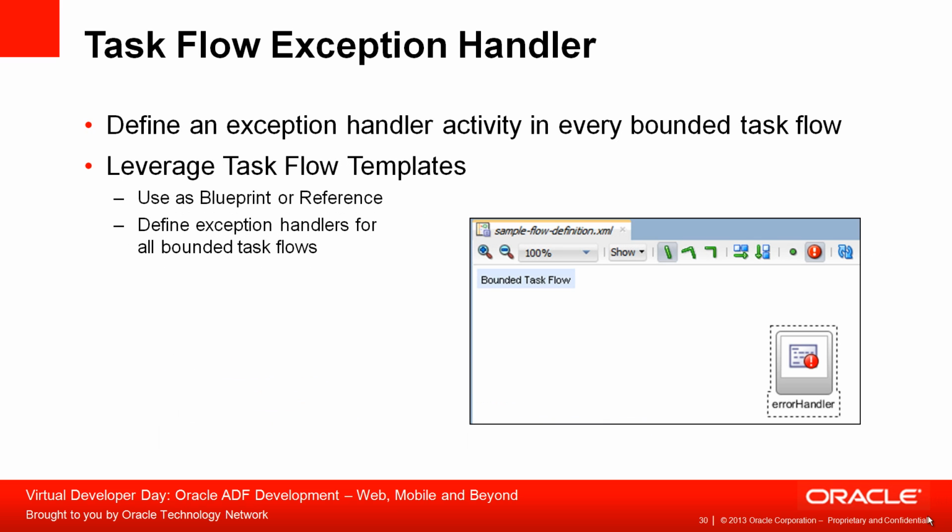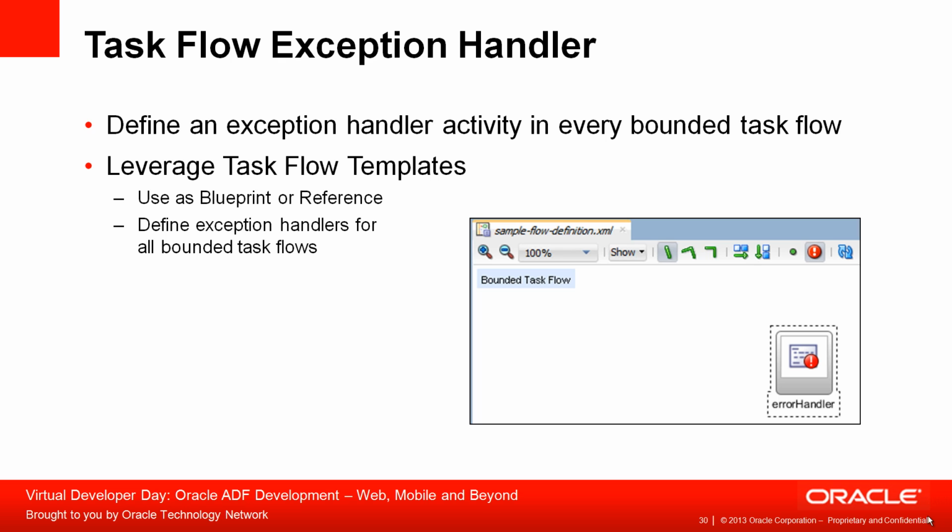Every task flow should have an exception handler, and that is an activity, like here a method activity, that you select, and then you click on this red icon to identify it as the exception handler. You want to create a task flow template that holds the exception handler and the exception handler logic to make sure that all bounded task flows handle exceptions.